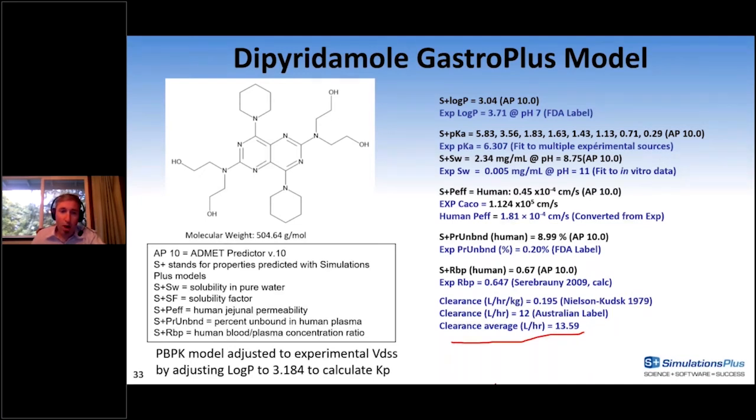We adjusted our PBPK model KPs, or tissue partition coefficients, by adjusting the log P to calculate the KPs to match the experimental VDSS, and then we reset the log P back to the experimental value.